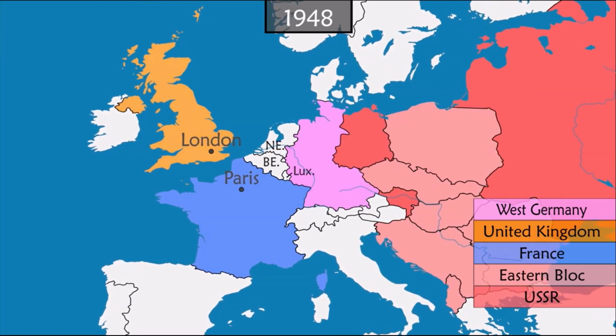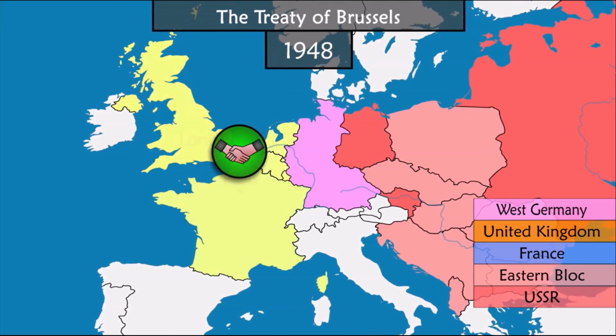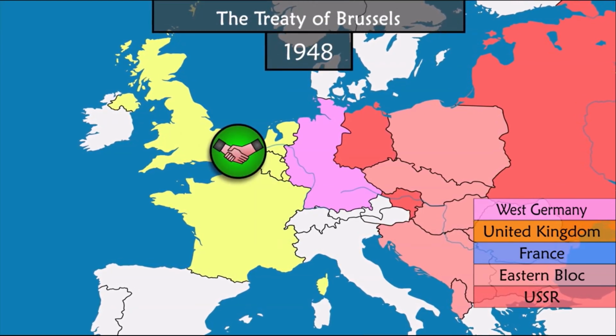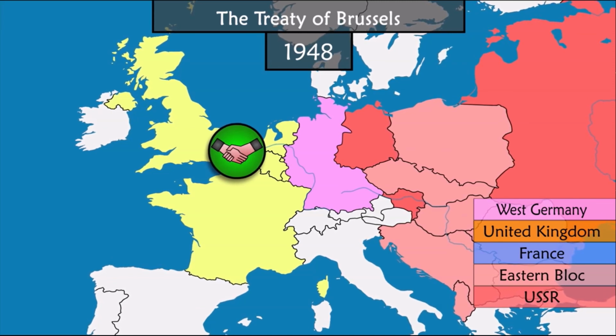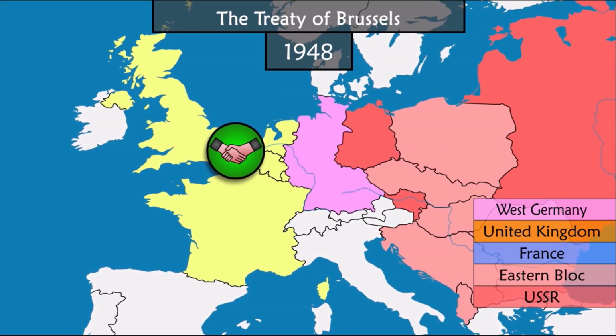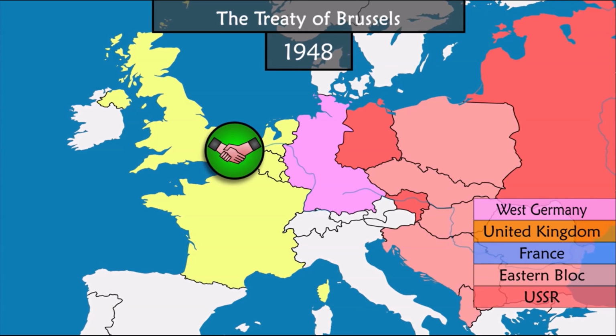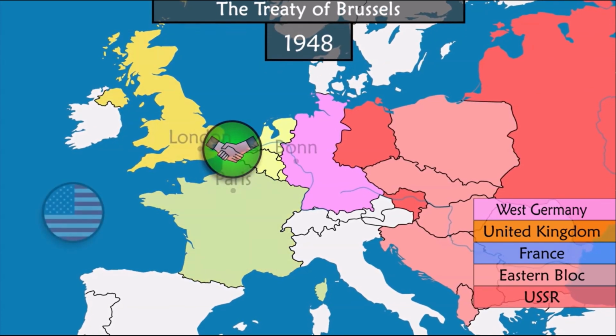In addition, the Benelux countries, France, and the United Kingdom sign a defensive alliance to protect themselves, on the one hand against a possible return of German power, and on the other against a military intervention by the USSR, which has the largest army in the world.